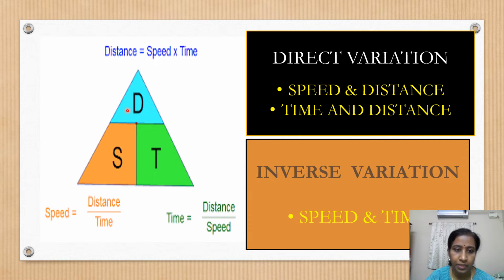Now coming to these three variables, distance, speed and time. Depending on the two variables you choose, it comes under direct variation or inverse variation. For example, if I take speed and distance, for more speed, I can travel more distance. Less speed, I can travel only less distance. So it comes under direct variation. Time and distance, if I have more time, I can travel more distance. If I have less time, I can travel only less distance. So this comes under direct variation. Whereas when I take speed and time, more speed, less time, less speed, more time. So it comes under inverse variation.